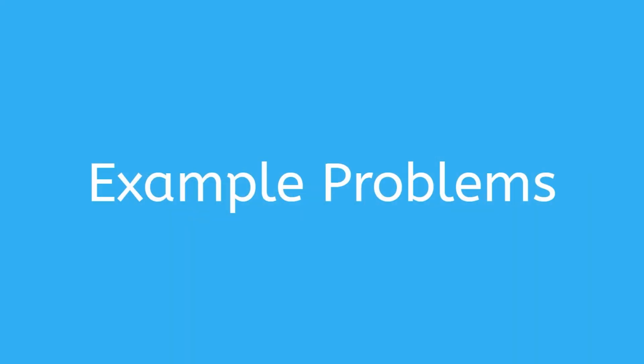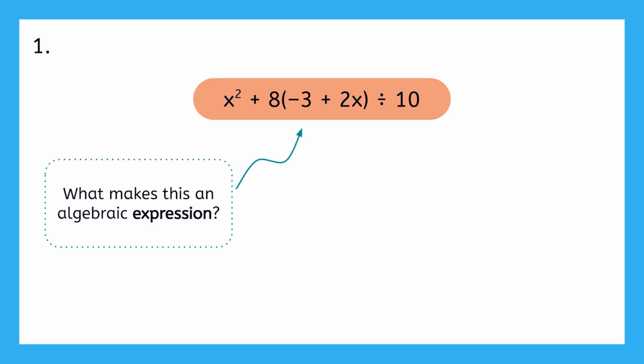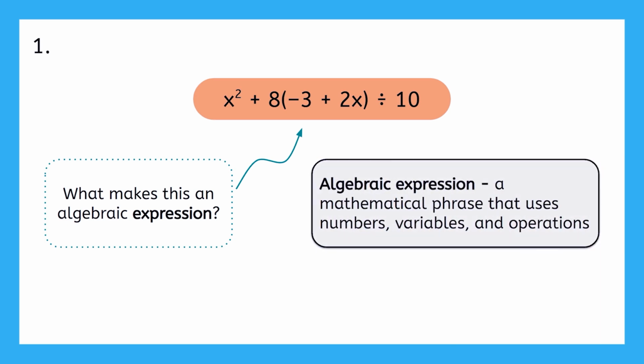Let's dust off those substitution and evaluation skills with some examples before finding our total cost. Here we've got the expression x squared plus 8 times the quantity negative 3 plus 2x, then divided by 10. What makes this an algebraic expression? That's right, it's a mathematical phrase that uses numbers, variables, and operations. And it doesn't have an equal sign.